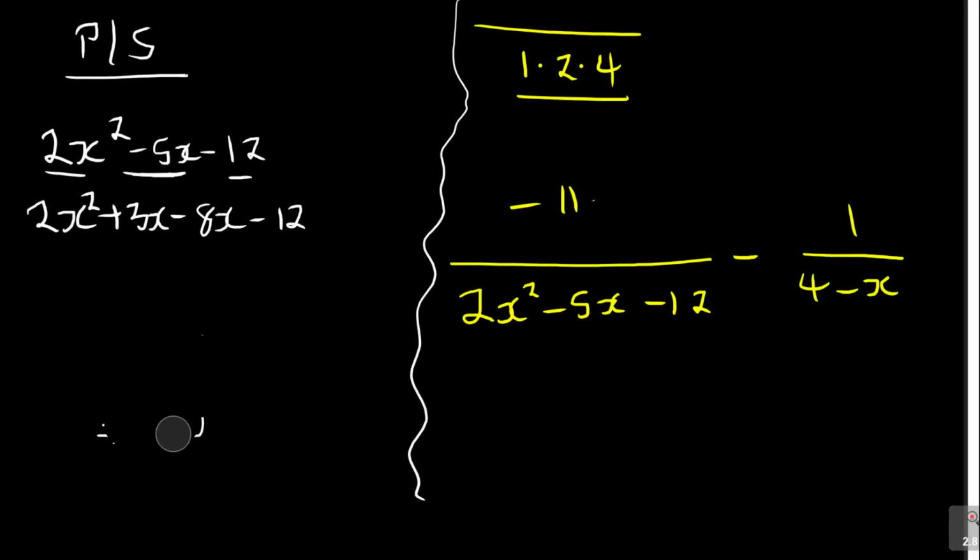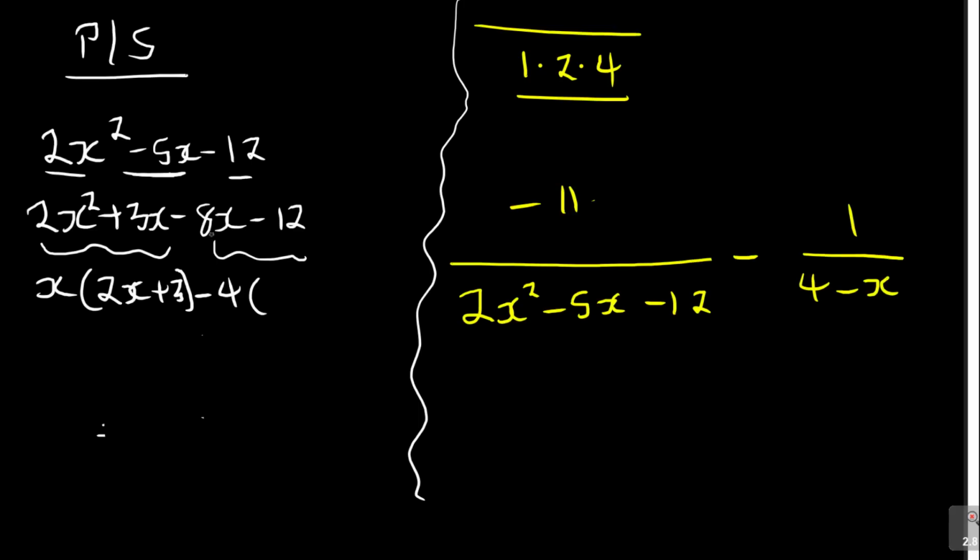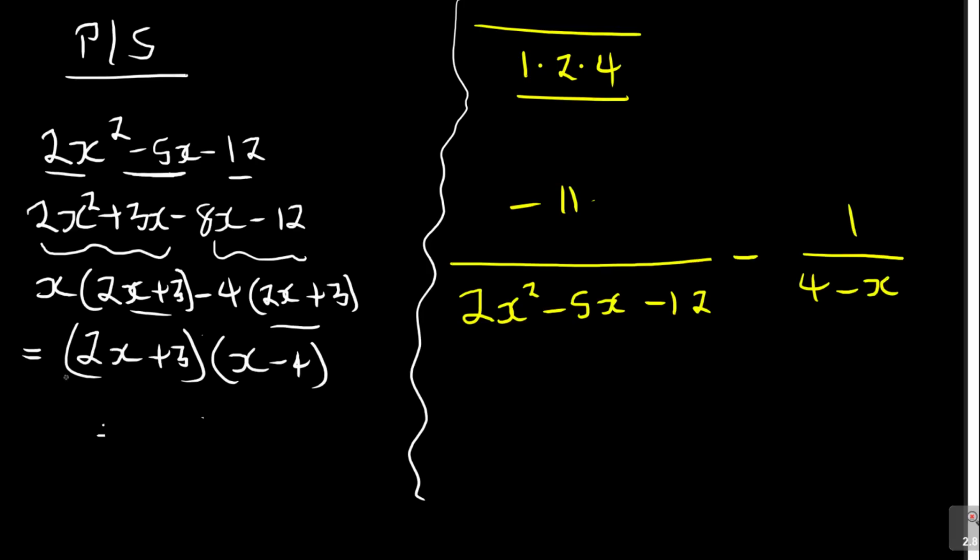And then from here, I just group the first 2 and the last 2. Common there is x, and then I've got 2x plus 3, and then minus 4. 4 into 8 is 2x, and then plus 4 into 12 is plus 3. It must be the same, of course. Remember grouping? Then it's 2x plus 3, and then I have got x minus 4. Then equal to, I have factorized.